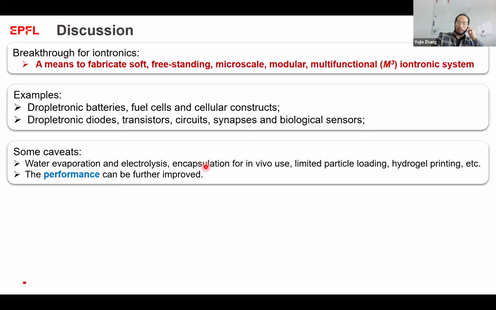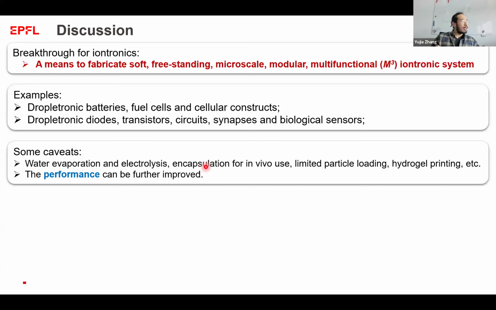Water evaporation is a big deal for us. We need to prevent that by either using some more hydrophilic hydrogels or even combining with some organic polymers to achieve organohydrogel droplets. On the other hand, a major question the second reviewer always asks us is what is your performance in comparison with electronics. Of course, the performance needs to be improved.